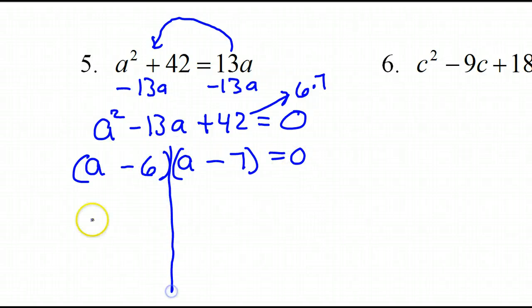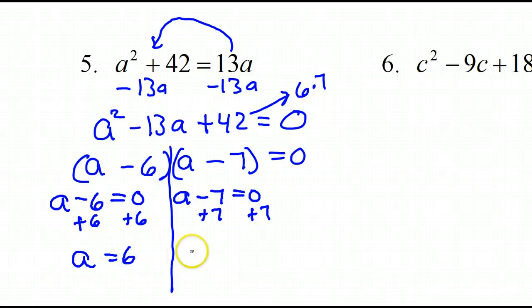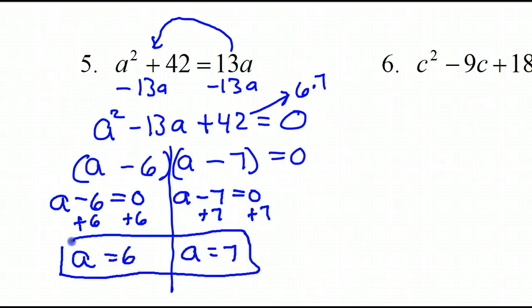Zero product property time, so a minus 6 equals 0, a minus 7 equals 0. Adding 6 to both sides, adding 7 to both sides. So that'll give me a equals 6 or a equals 7. So these are the two solutions for number 5.